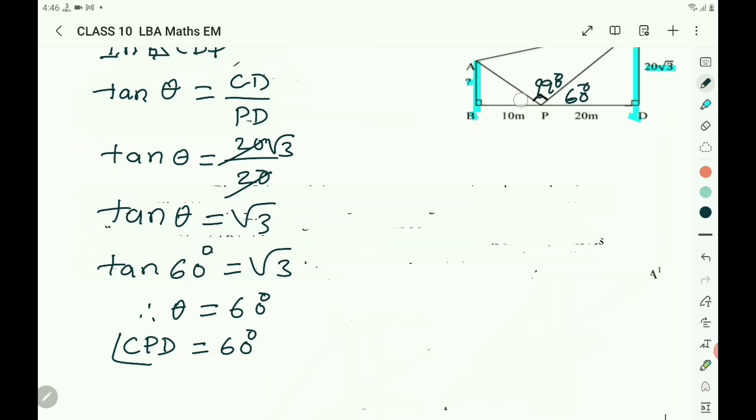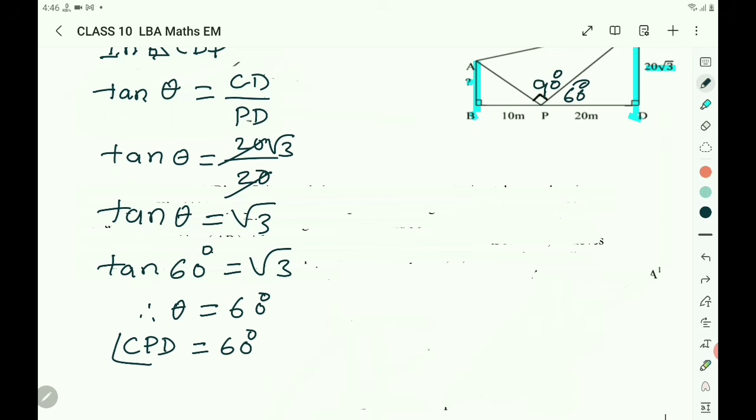Now you take the sum of these three angles, which is equals to 180 degree. You know that BPD is a straight line. Therefore, the sum of these three angles is equals to 180 degree. Then this angle plus this angle plus this angle is equals to how much? 180 degree. This angle is given 90 degree and this angle you got 60 degree. How will you get this angle? 180 minus sum of these two angles.